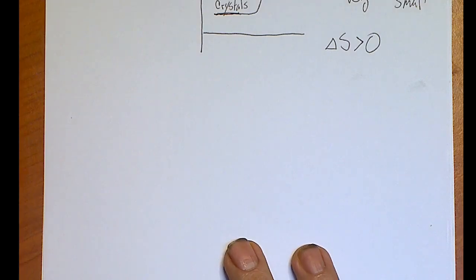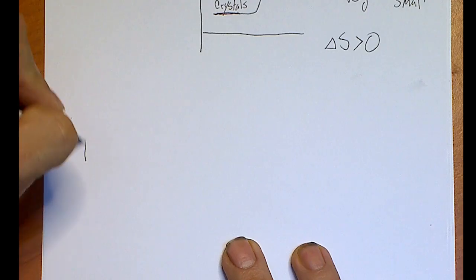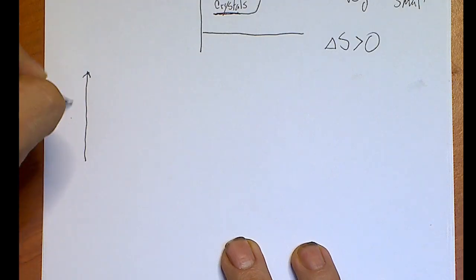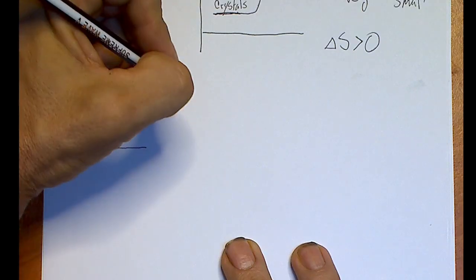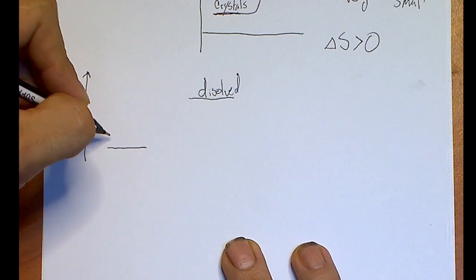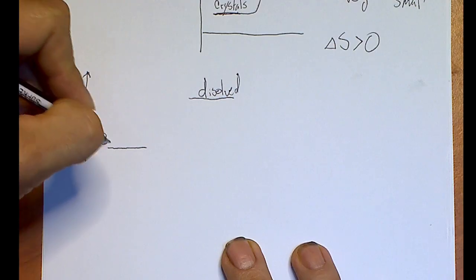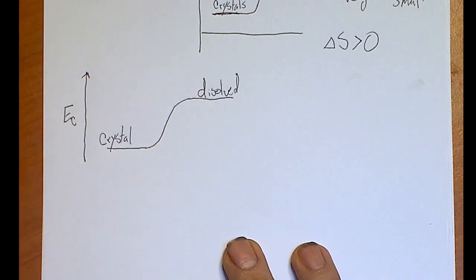Now remember, we said salt dissolving in water is endothermic. That means if we go back and we look on the energy scale, remember this is chemical energy, that means that the products, dissolved salt, has more chemical energy than the crystalline salt. This is strange from an enthalpic perspective.